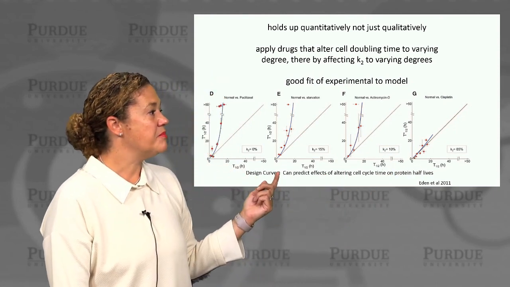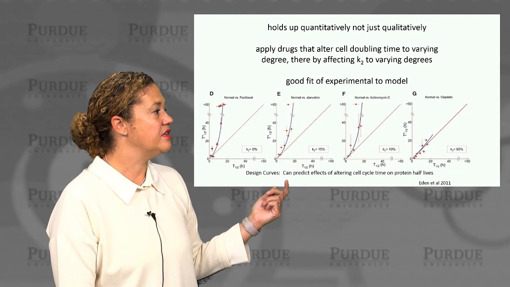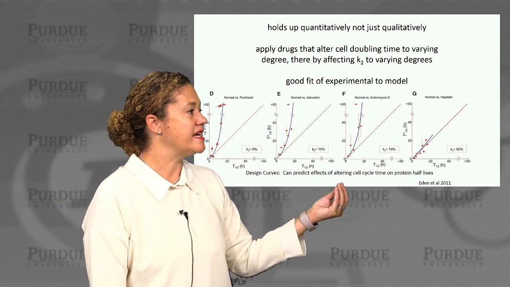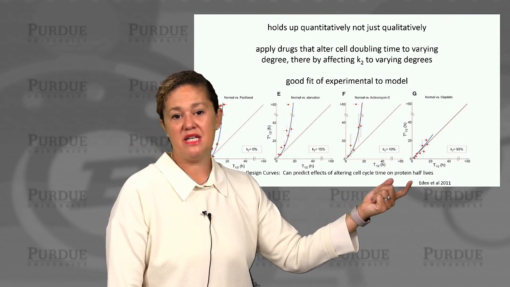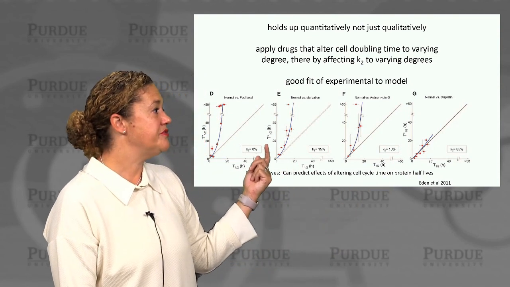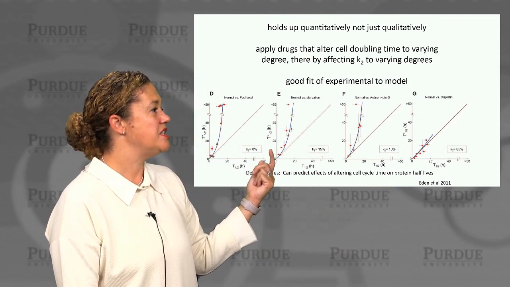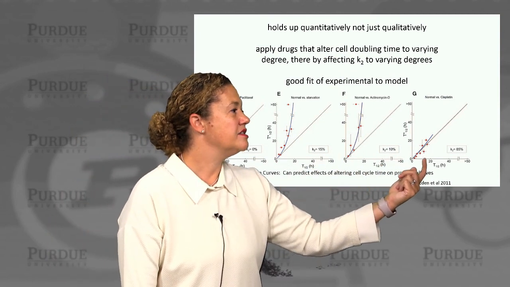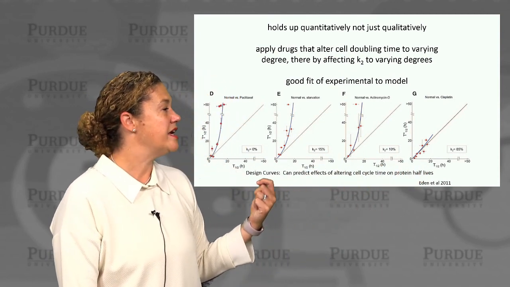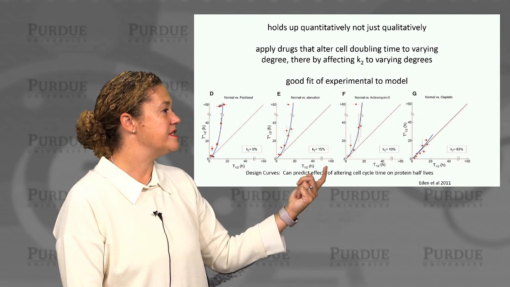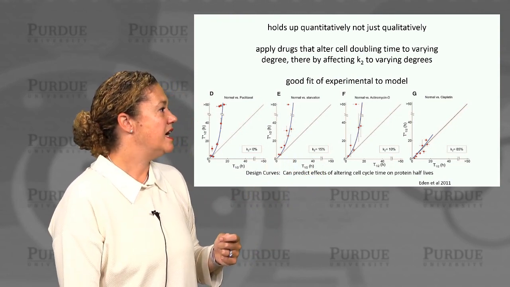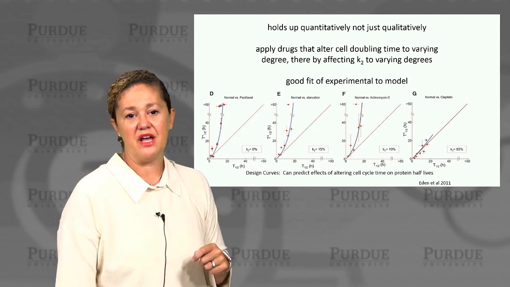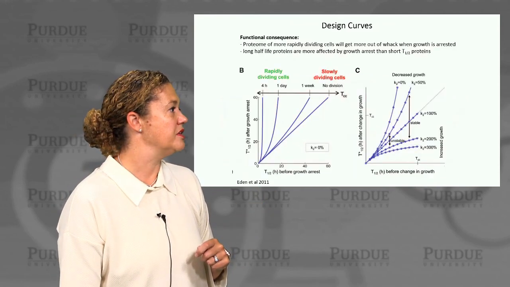And the point here is that the design curves could really predict the effects of altering the cell cycle time on the protein half-lives. So they saw a good fit by putting in the change in their dilution rate from the doubling time of the cells, and were able to predict the change in half-life for all the proteins that they were looking at.